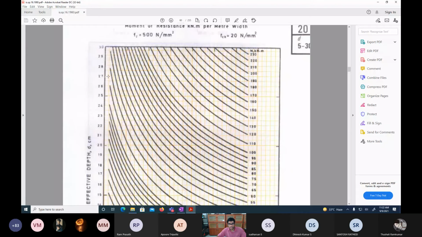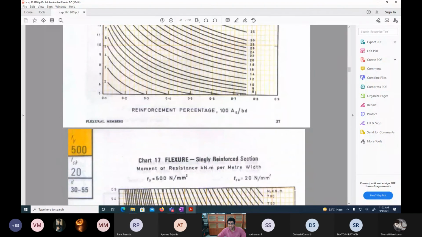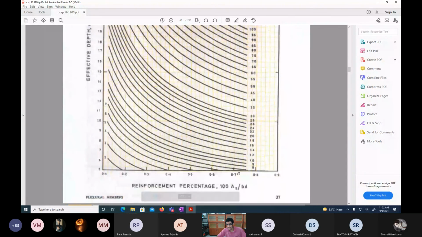So you go from here, you go up to 180. This is where it meets. Then similarly you come down along 180, and you can pick out what is the percentage of steel that you require. So you can either use the chart like this: just use the graph, select the required value of moment which you are designing for, choose any effective depth, and then for that effective depth you can just go down and see what percentage of steel that you need.